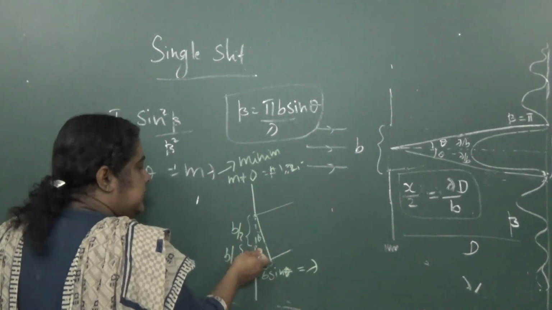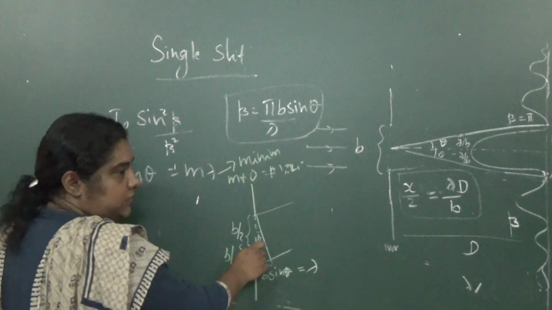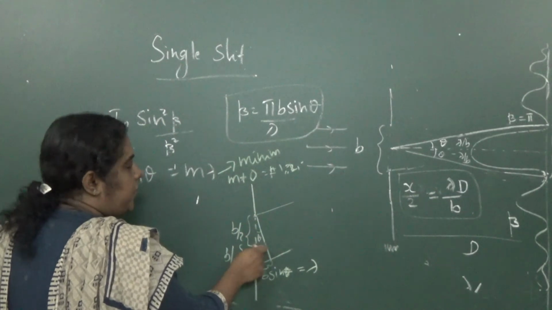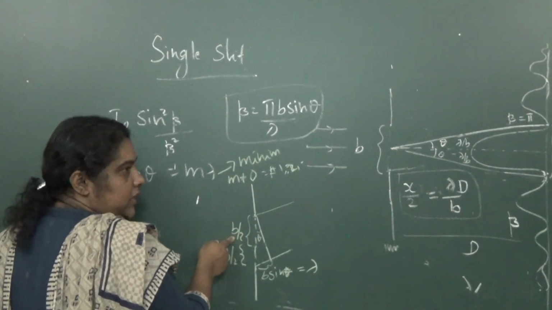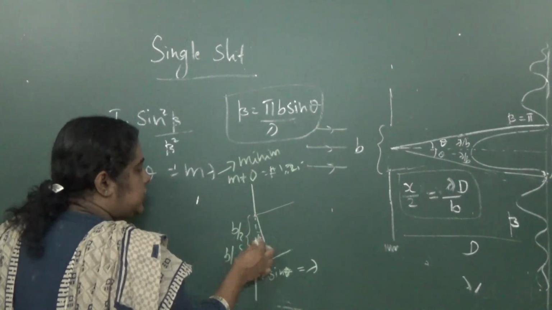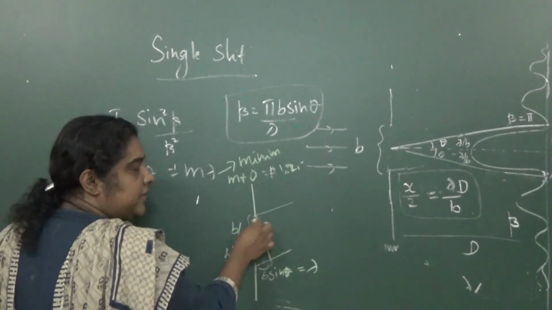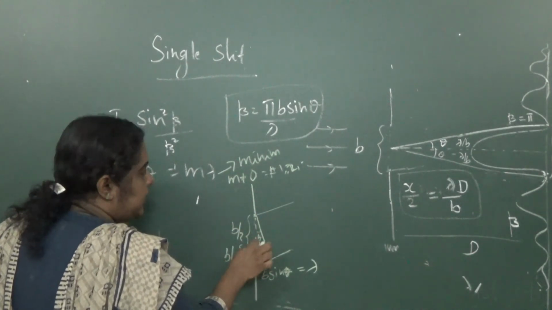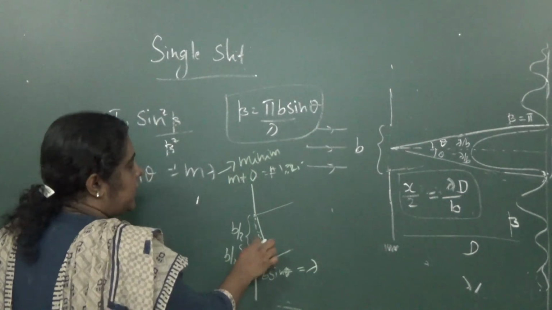Second means we chose the first point of the second half. So I can say the gap between these two point sources is b by 2. Okay, b by 2. Then the corresponding path difference between the waves emitting from these two point sources will be what?